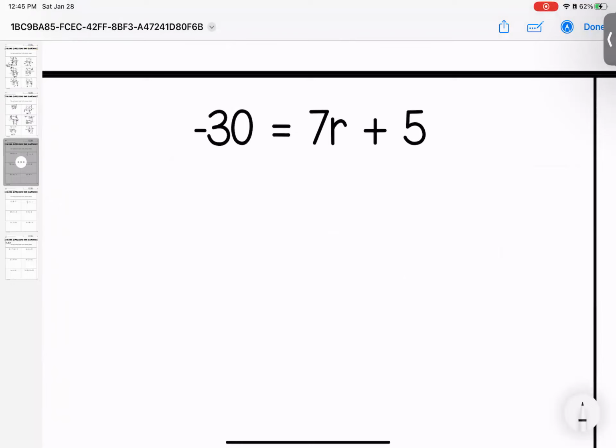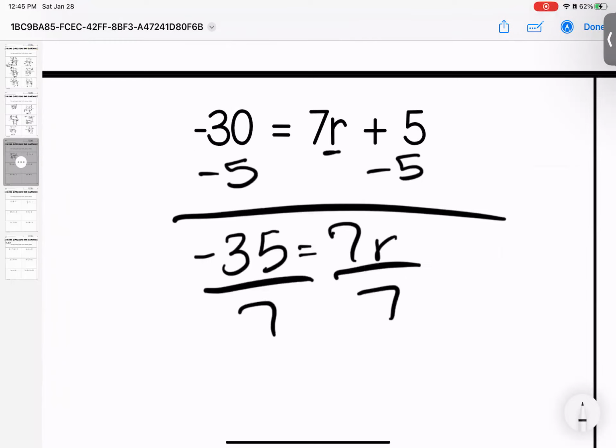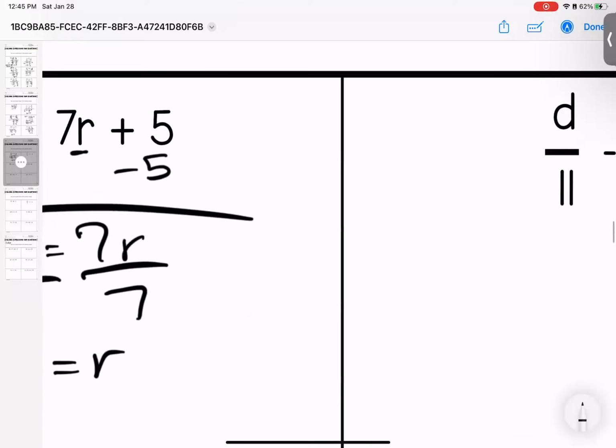All right, Nuggets, page 3. We are still in the land of variables. We want to get this r by itself. So let's start by subtracting 5 from both sides. When we do this, we have negative 35 is equal to 7r. Divide both sides by 7. The answer is 5, and it's negative because we have opposite signs. Negative 5 is equal to r.